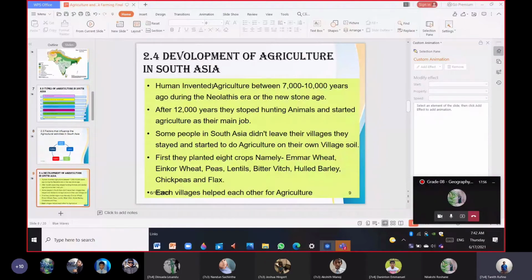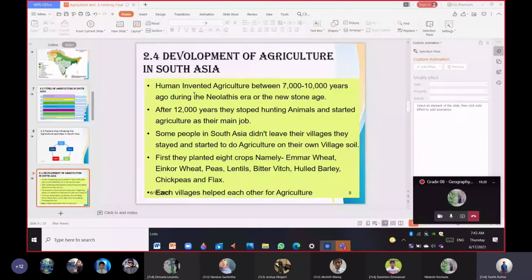So let's discuss the development of agriculture in South Asia. You all know that agriculture was invented between 7,000 to 10,000 years ago during the Neolithic era or the New Stone Age, but they did not consider it their main job. After 12,000 years, they stopped hunting animals and started agriculture as their main job. They used animals to do agriculture too.